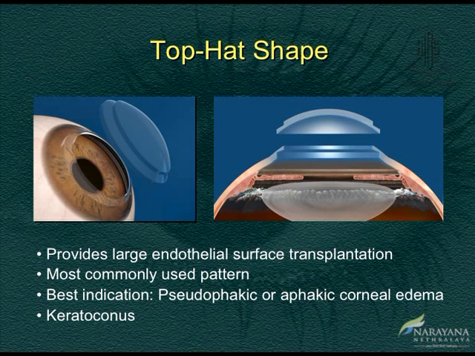The advantage is very intuitive, very simple. A top hat shaped design: look at this design. The epithelial side is smaller, whereas the endothelial side is much larger. In a condition like pseudophakic or aphakic corneal edema, you want more endothelium, but you don't want to take a huge, large graft. Well, this is the answer for that.